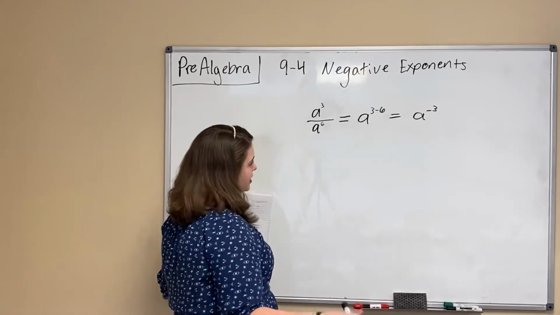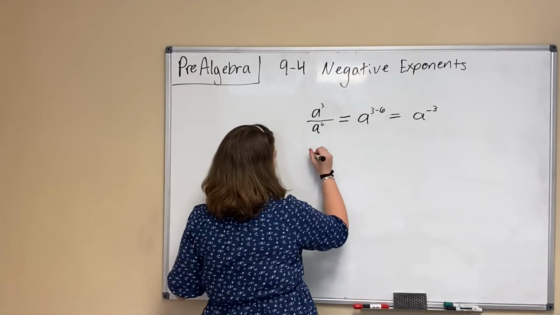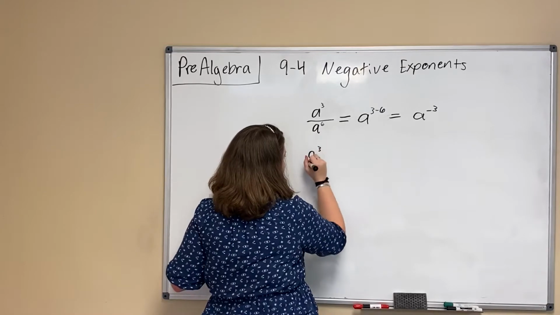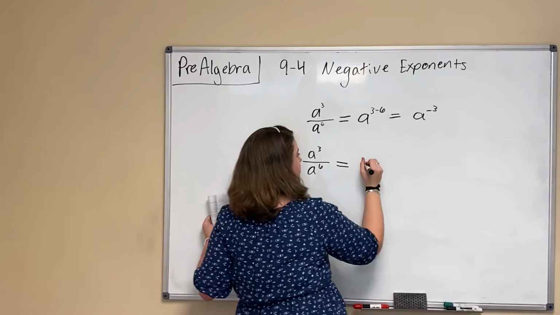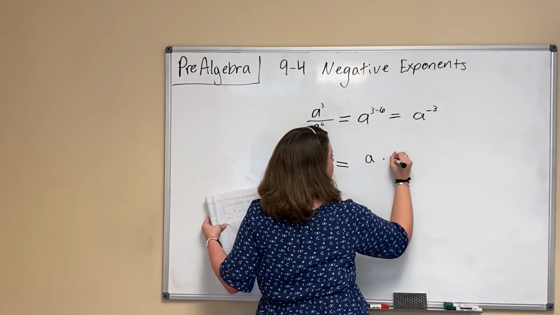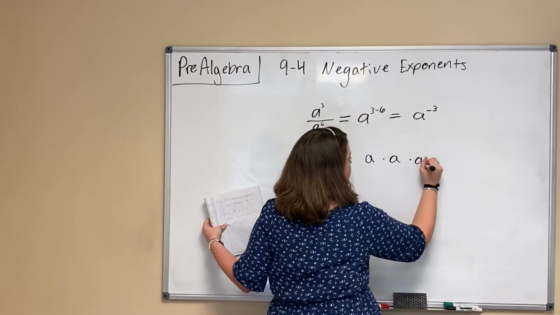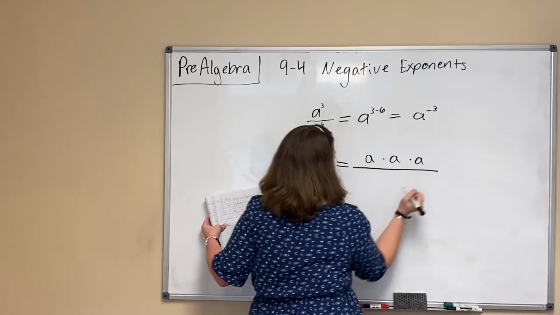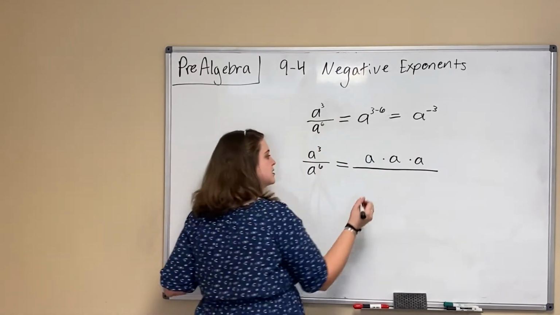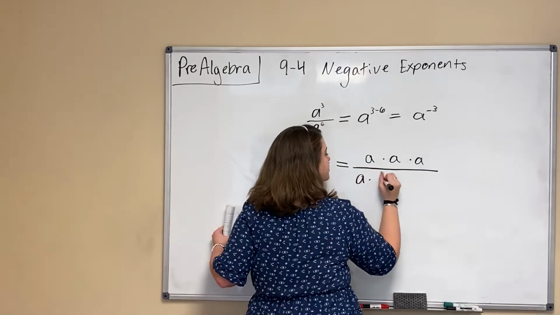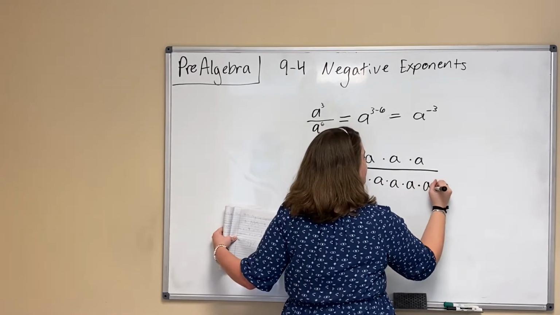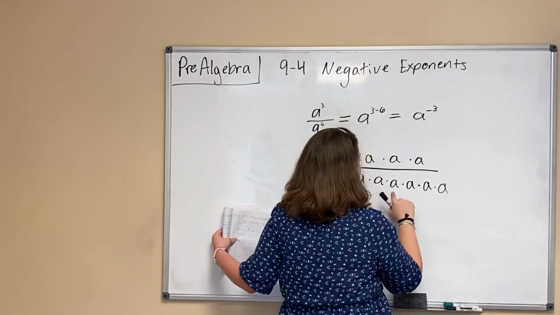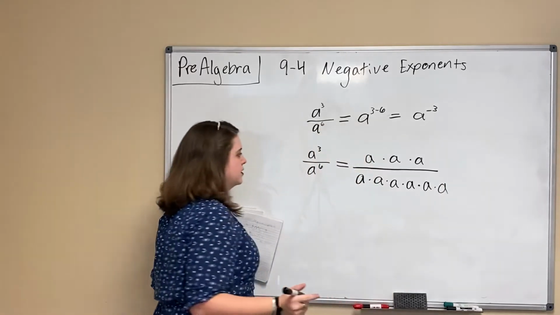Well, let's work it out the way we have been. If I take a to the 3rd over a to the 6th, and I factor that out, I'm going to get a times a times a, right? 3 a's. And then I take a to the 6th, and I'm going to get a times a times a times a times a times a. 1, 2, 3, 4, 5, 6.